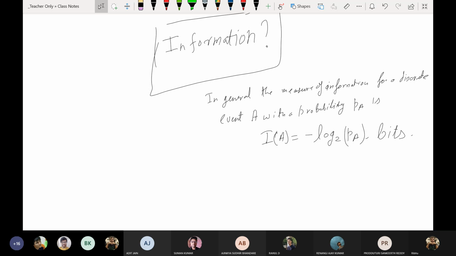So we are open for doubts. The more negative the information is, the less important it is? No, negative information isn't possible, because the probability of any event is between 0 and 1. So log of P(A) will always be negative, so minus log of P(A) is always positive.